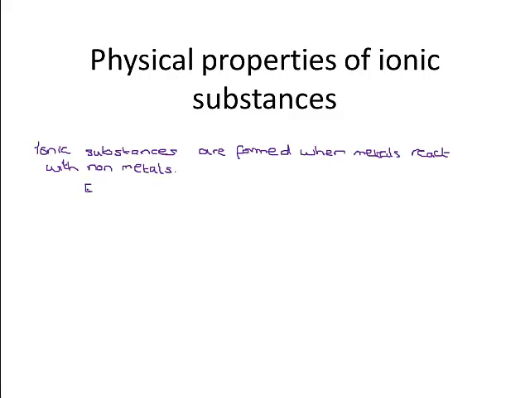For example, sodium chloride is an ionic substance. Magnesium oxide is an ionic substance. And these crystals have a regular arrangement of positive and negative charge, so we can look at that in 3D and draw a bonding model diagram.